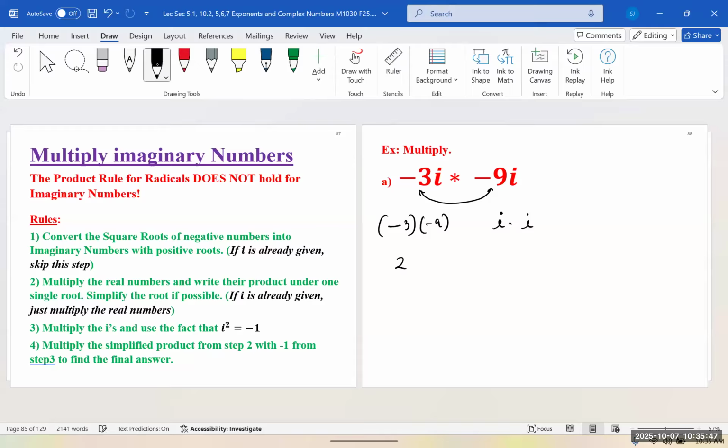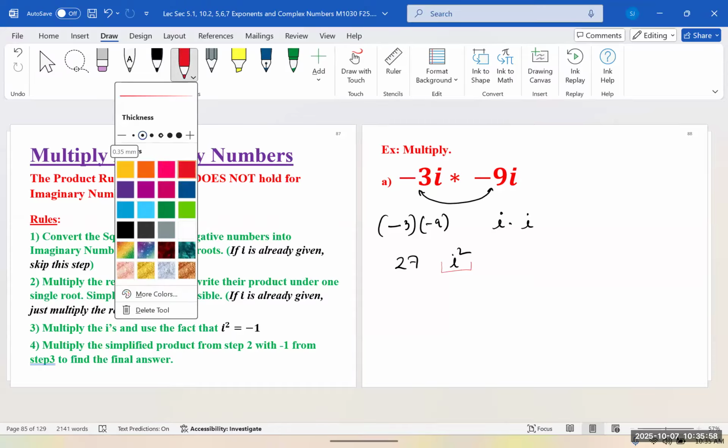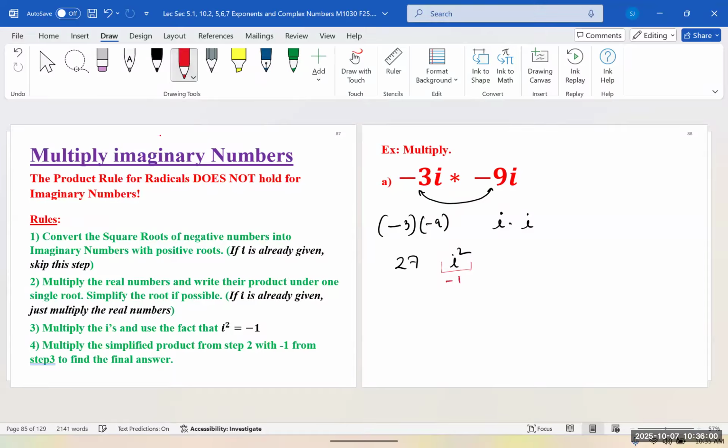So we get positive 27I squared. But anytime you see I squared, you cannot leave it alone. What is I squared? Negative 1. So if you multiply 27 times negative 1, what do we get? Negative 27.